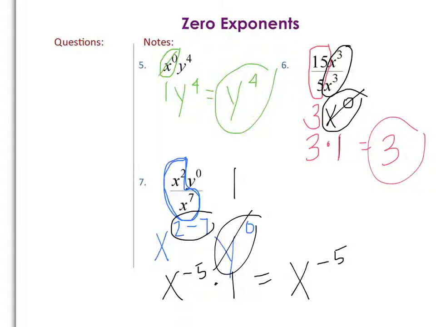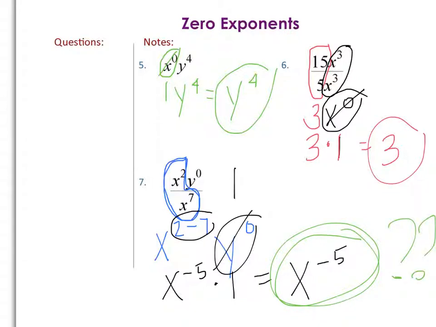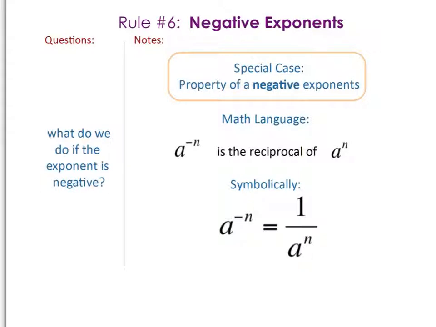Well, what do we do when we have an exponent that's negative? What do I do in this case? We have one last rule. This is rule number 6, and this rule deals with negative exponents. So rule number 6, negative exponents. If you have a negative exponent, that means it's the reciprocal of that number raised to the positive power.